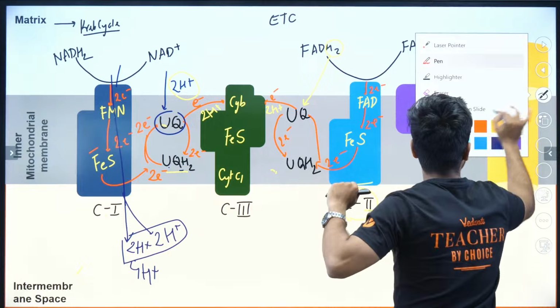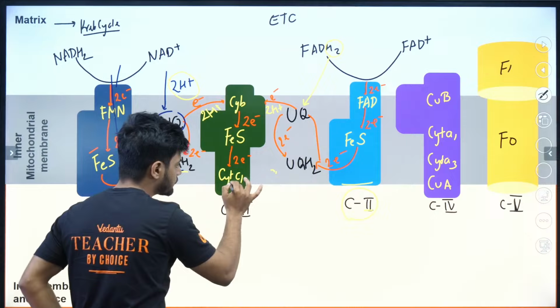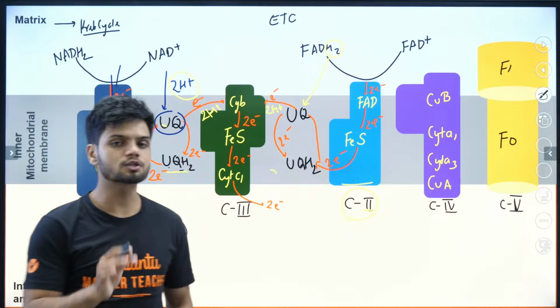Now, let's draw the electrons here. So, in total, two electrons are sent here. Two electrons are sent here also. And from here, two electrons are sent here. Now, students, this is where the problem is. What is the problem now?